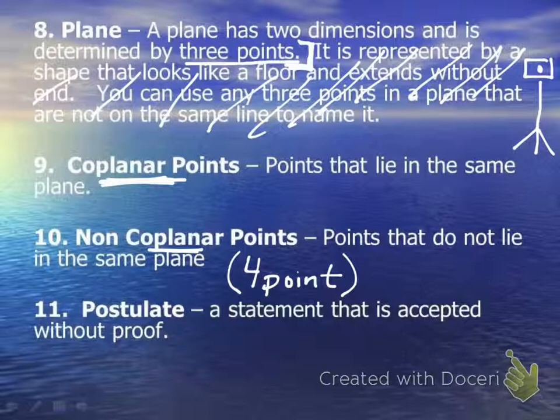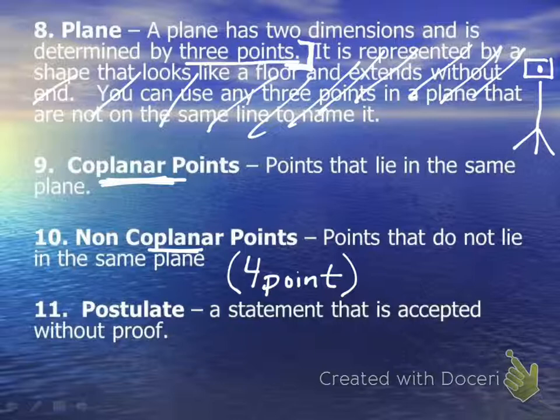So, if the plane I was talking about was this iPad, and then I hold my pen way up here, the tip of my pen is a point non-coplanar to my iPad. Do you all see that? Not on the same plane. But I don't know if this is going to do anything. Now they are coplanar, okay? Not on the same plane, on the same plane.